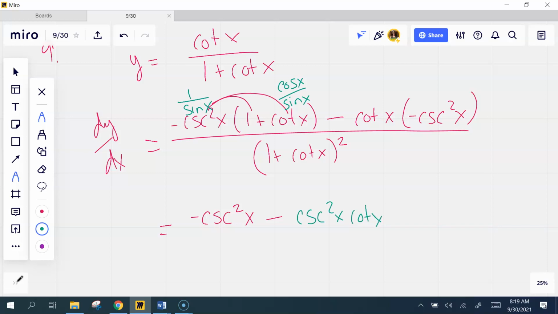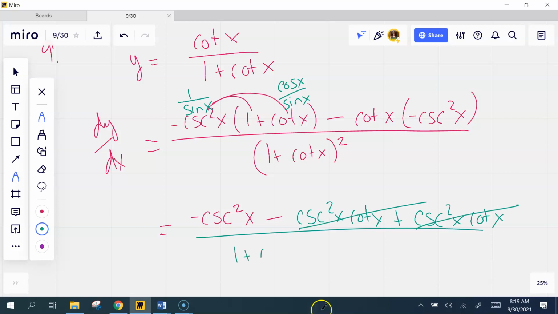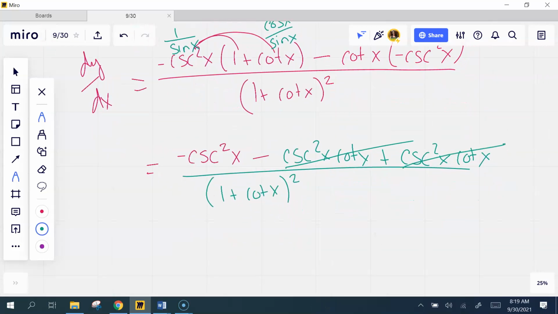Oh, I see what you're saying. Plus cosecant squared x cotangent x. There's many times you do have to do that. See, the cosecants do cancel. You have one left, and your cosecants cancel. Oh, you're right. Okay, there you go. You can cross out one of those.